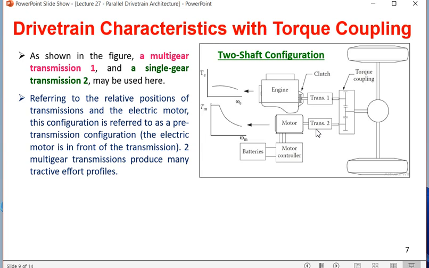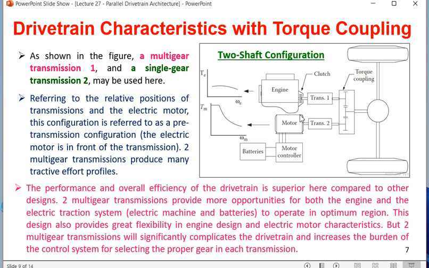In case of series hybrid electric, if you remember, there was a motor first and then there was a coupling. After that there was a transmission, so it was called a post-transmission. In this case, the motor is first and then there is a transmission. That's why it is called a pre-transmission. Two multi-gear transmissions produce many tractive effort profiles. Performance and overall efficiency of the drivetrain is superior here compared to the other designs. So what we claim is that torque coupling is a lot better. Two multi-gear provide more opportunities for both the engine and the electric traction system.